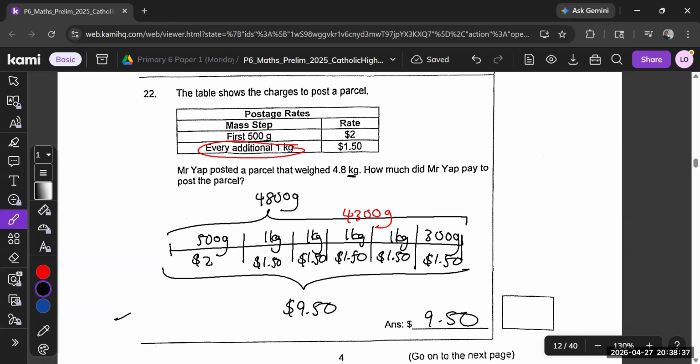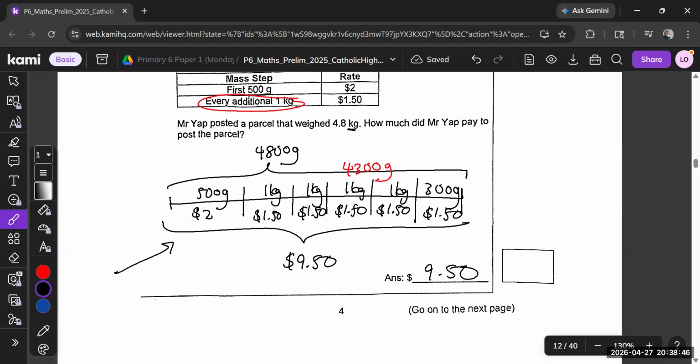So why do we do this? So that when you check your work, it's easier to check. You look at your line, you can see whether got mistake or not. Okay. All right. So that's question number 22. Okay, let's go on to the next one.